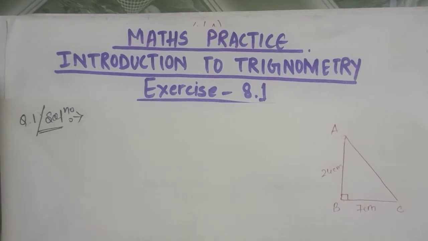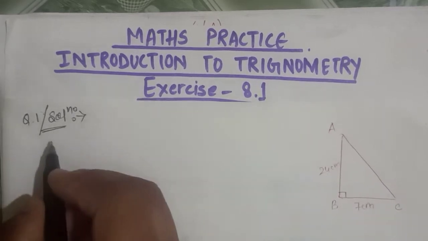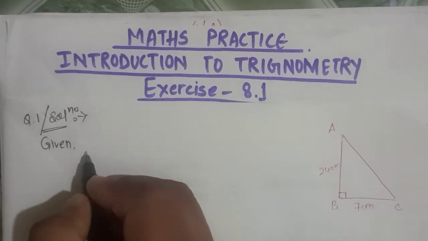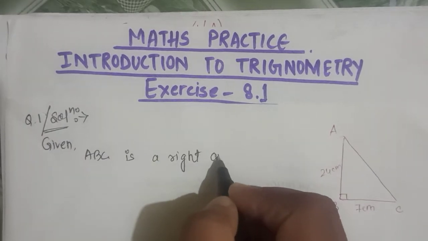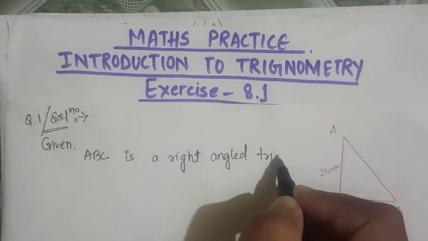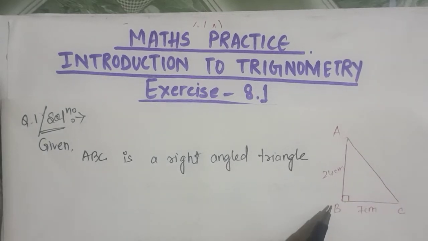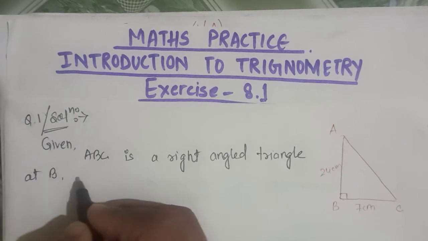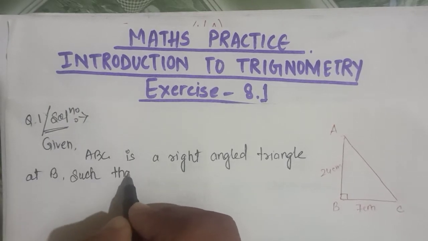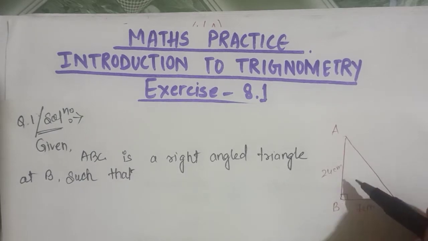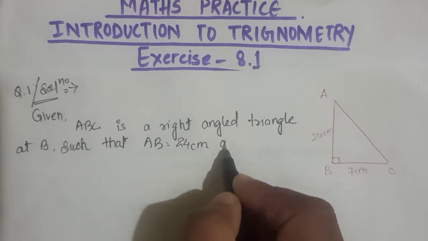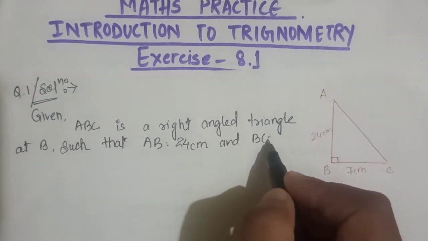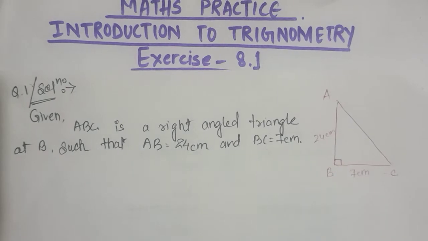So here, first we'll write the given part. Given: ABC is a right angled triangle, right angled at B, such that AB equal 24 cm and BC equal 7 cm. So these two things are given, and after that we have to find the value of sin A and cos A.